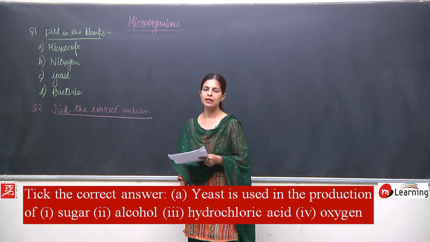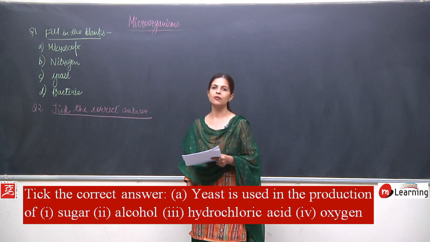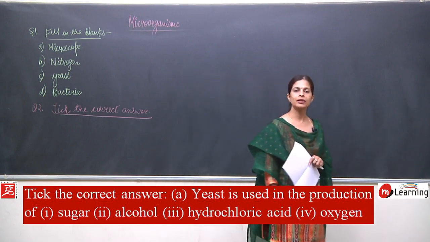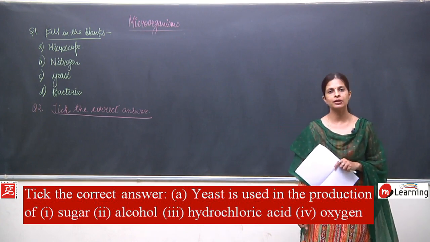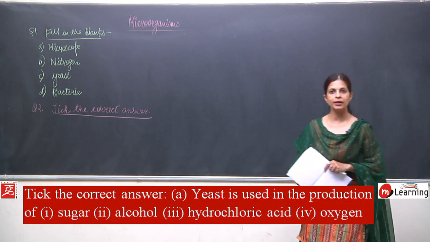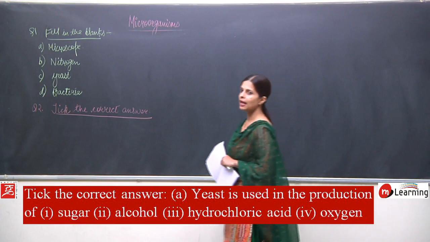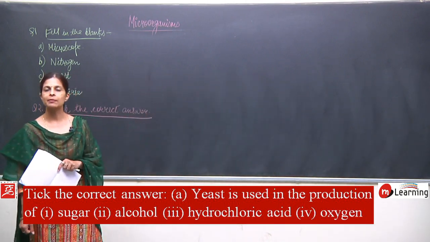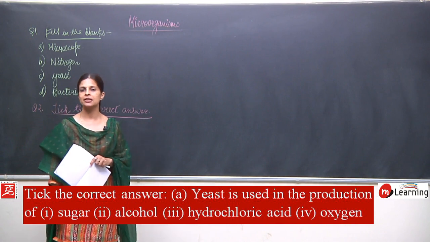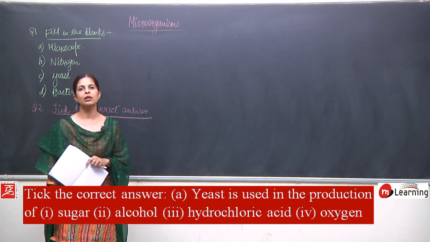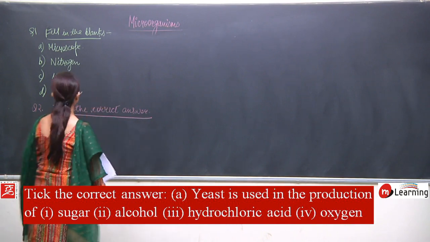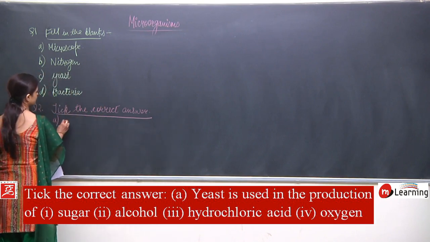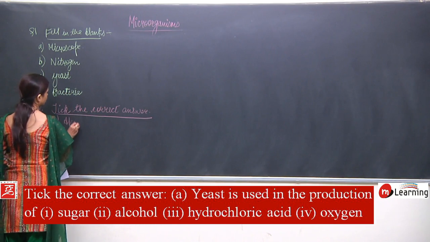But the correct answer is alcohol. Just now we discussed in the previous question that yeast is very, very beneficial for the wine industry and for bakeries. Why? Because it has the capability of breaking down glucose, it has the capability of fermentation, and that is the reason alcohol is formed. So the correct option is A, and the correct answer is alcohol.